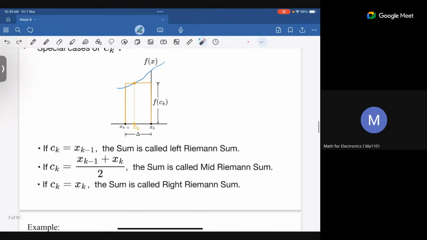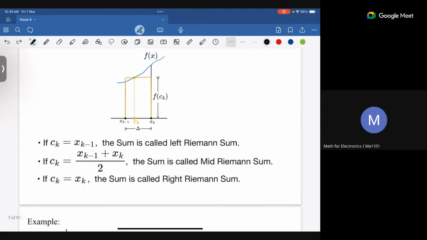Right? So here, if I choose like this, my ck's will be x1, x2, and so on, xn minus 1 and b. So you have to start from x1 and go till b, because k starts from 1 to n. So c1 will be your x1, c2 will be your x2, c3 will be your x3, and so on. And finally, cn will be your xn, which is nothing but b here.